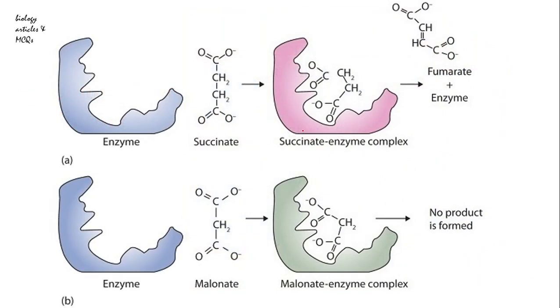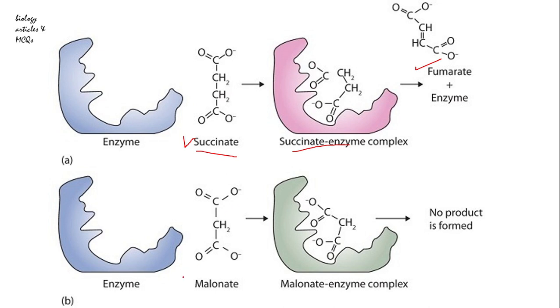Let us discuss it with an example. Here you can see that there is succinate, and this succinate is the main substrate, a 4-carbon compound. Here is the succinate, and an enzyme-substrate complex is formed, and as a result of this complex, the product that is formed is fumarate.